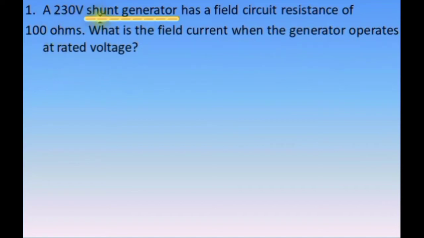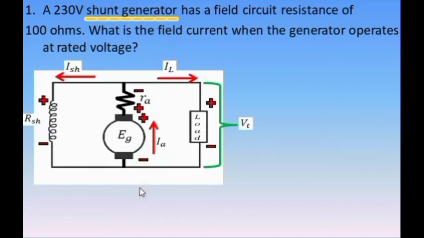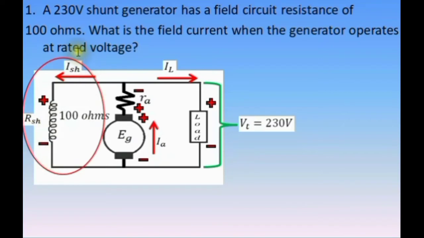We have here a shunt generator, so we already have the idea of its circuit diagram. It says here 230 volt shunt generator, meaning to say that 230 volts here is the terminal voltage of the generator. And the field circuit resistance RSH is equal to 100 ohms. We are asked to determine the field current of the generator, that is ISH. So analyzing this circuit, we will only need this part of the circuit.